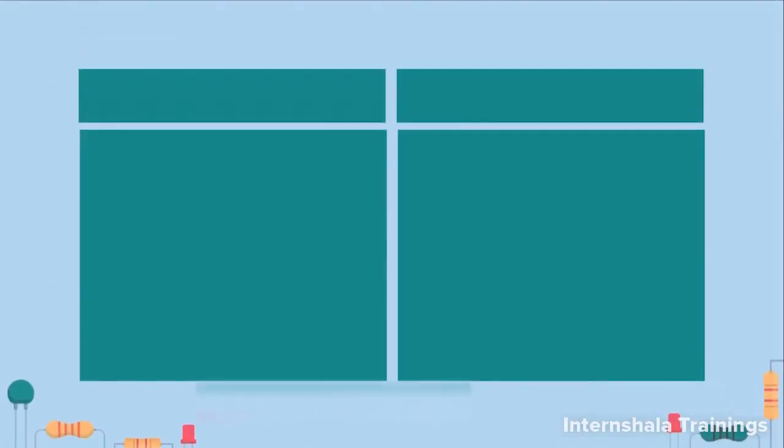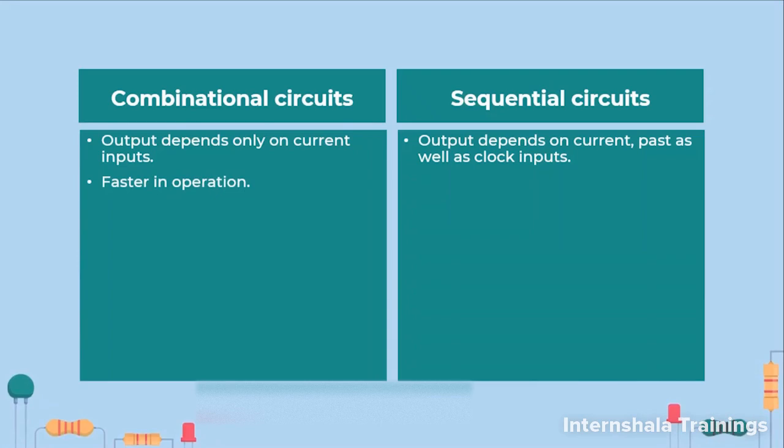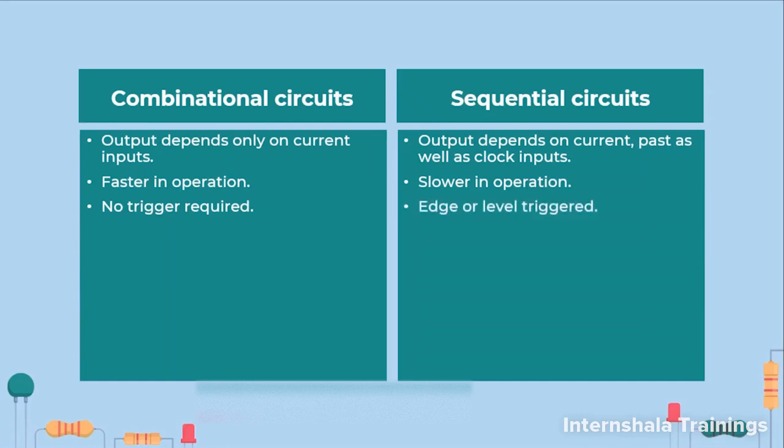So if we compare these two types of circuits, then we can see that in combinational circuits, the output depends only on the current values of inputs, whereas in sequential, the output depends on the current as well as the past values. Combinational circuits are faster in operation. Sequential circuits obviously are a little slower because they need to have the memory elements also. In combinational circuits, we don't need any triggering circuit or triggering signal, whereas we need the edge or level triggered signal in terms of a clock for sequential circuits. Combinational circuits are purely made of logic gates, whereas in sequential circuit we need flip-flops.